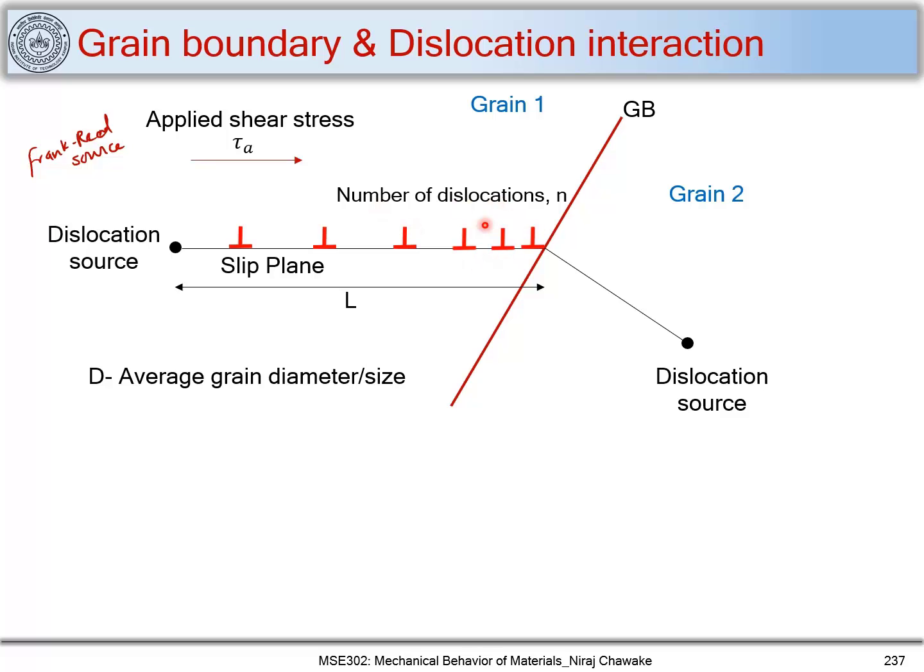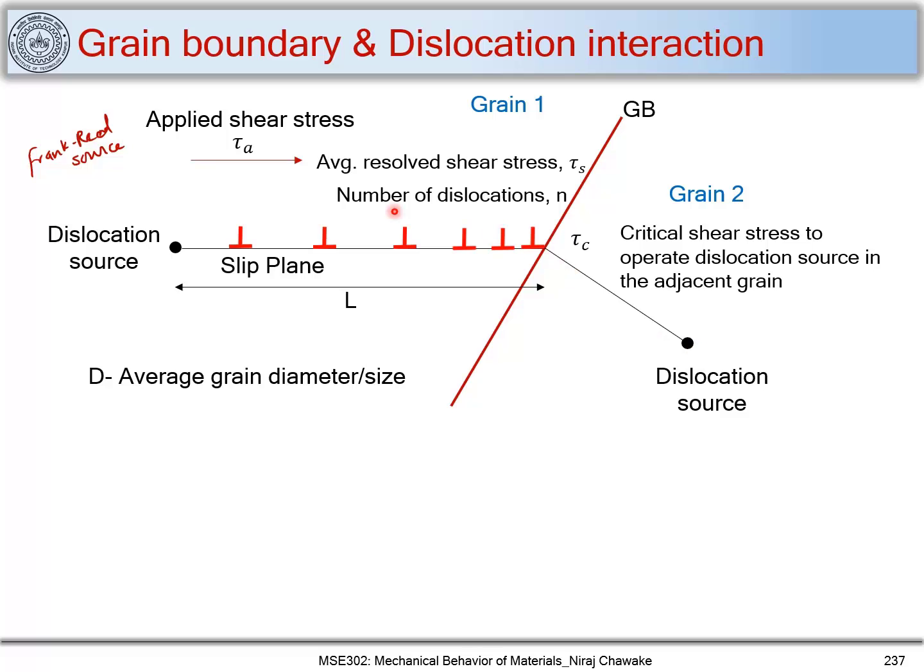So these dislocations will create a stress concentration in such a way that this dislocation pile up causes a stress concentration which can operate a dislocation source in the neighboring grain. So let's consider this tau c, which is a critical shear stress to operate a dislocation source in the adjacent grain. So we have this grain 2, and you need a critical shear stress tau c which is needed to operate a dislocation source in grain 2.